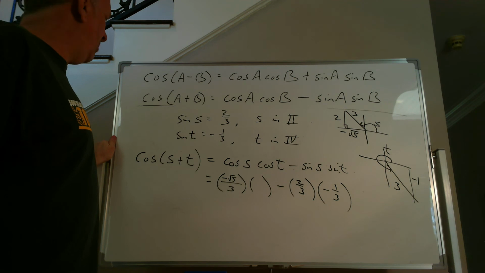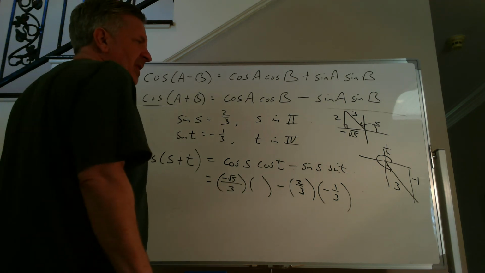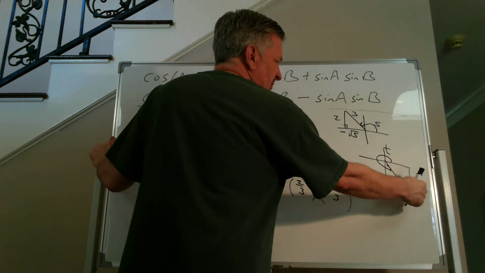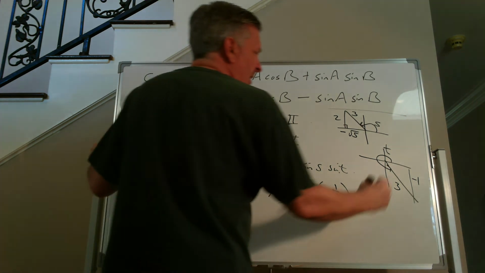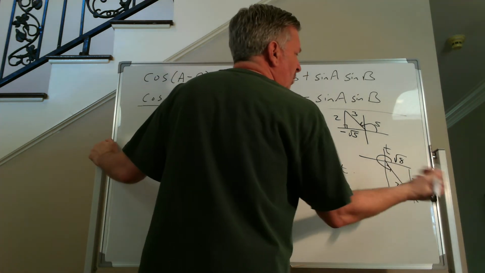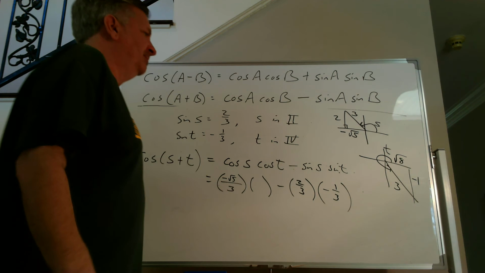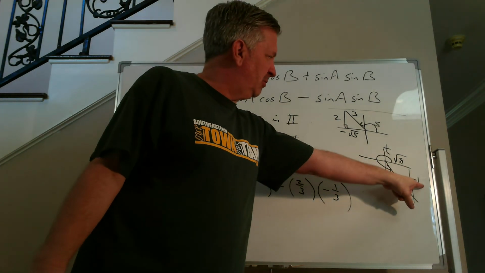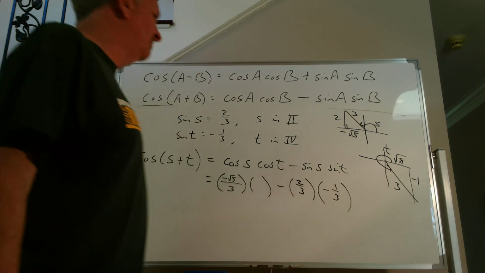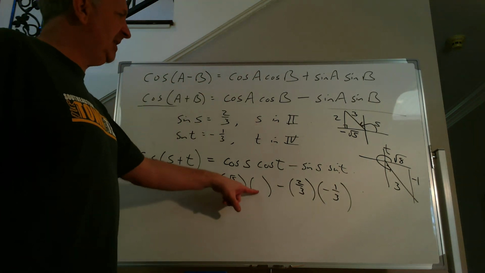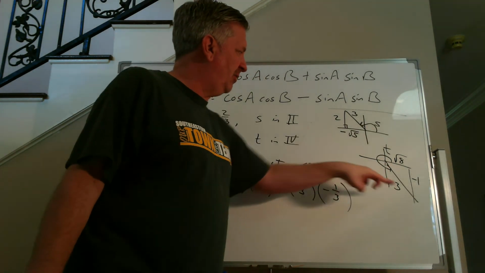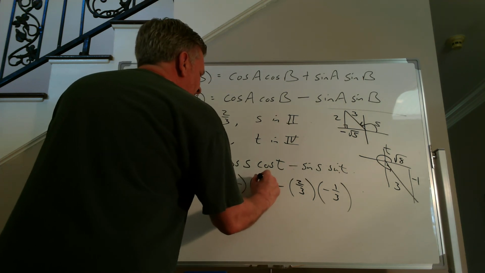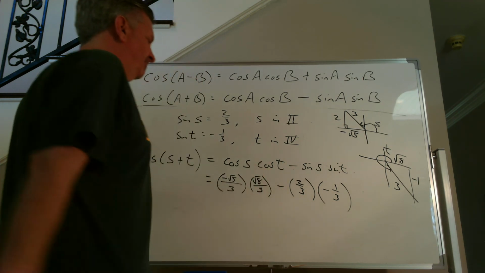Okay, so now what's the other side? Again, use the Pythagorean theorem. x squared plus y squared is r squared. That's going to be root 8, or if you like, that's simplified to 2 root 2. I'm fine with root 8, right? Root 8 squared is 8, plus 1 squared is 1, gives you 3 squared is 9. So now what's the cosine of T? Cosine's adjacent over hypotenuse, or x over r, that's root 8 over 3.